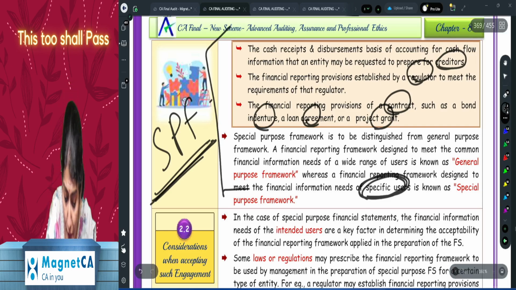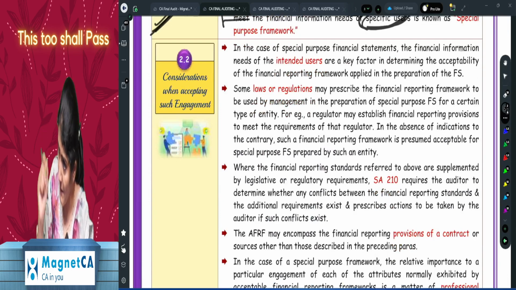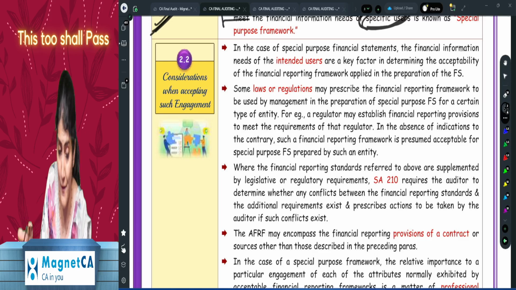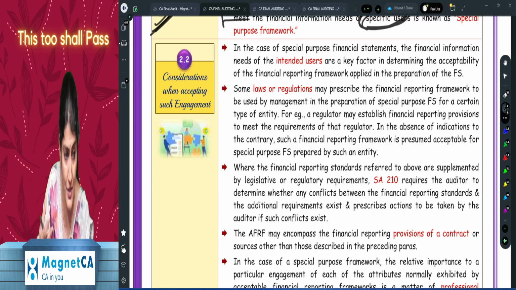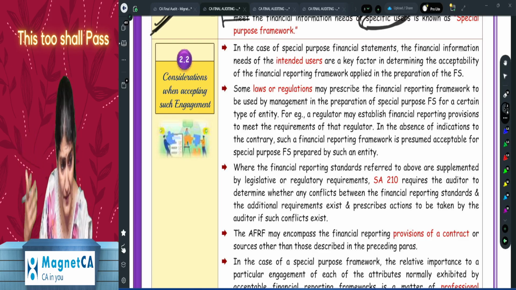Now we will talk about three things: acceptance, planning and performing, and reporting. Obviously in the exam there could be a direct question on any one of them, or some case study or MCQ question.